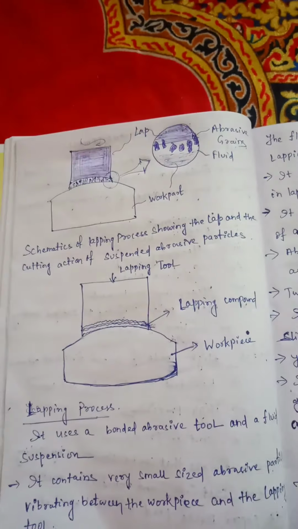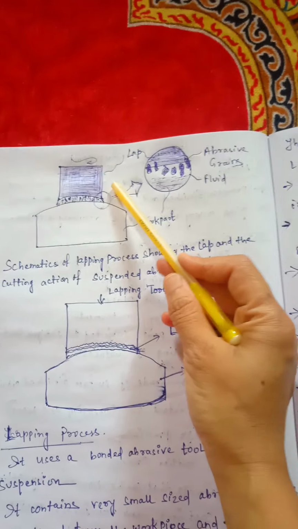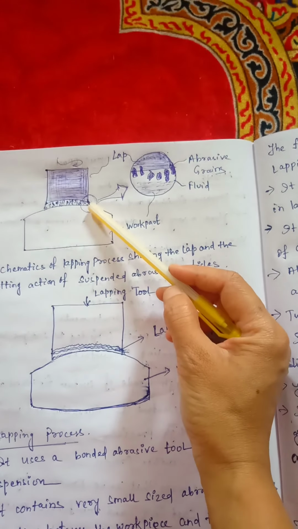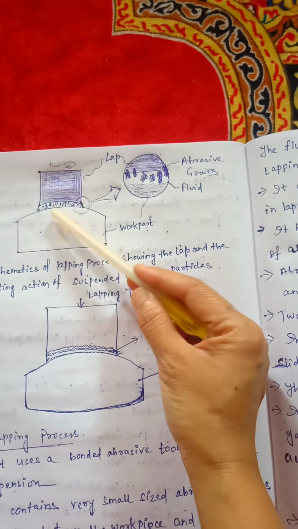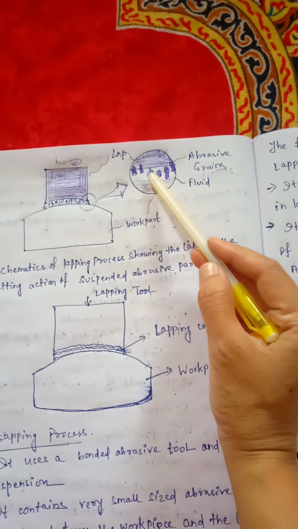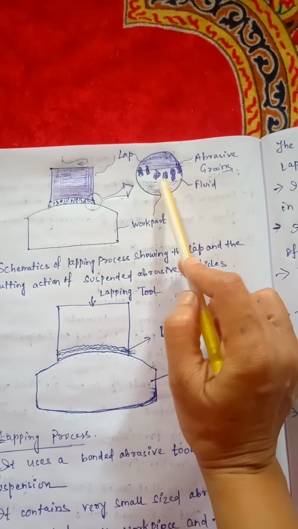Next, this is the diagram of the lapping process. This is the lapping tool. This is the workpiece, and the abrasive grains are bonded on the workpiece surface. These are the abrasive grains, embedded in the fluid. The abrasive grains are shown in this type.